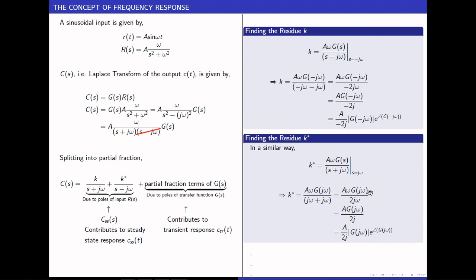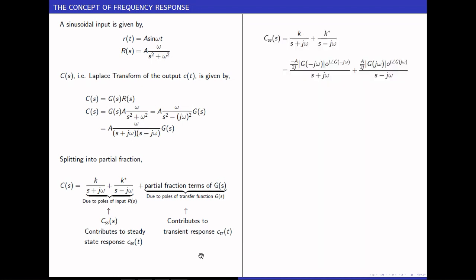So since I have got the residues, I can take this C_SS of s, only this part of C of s. I am writing it here, and k conjugate, whatever we are substituting them here. So now, since C of s in terms of partial fractions has been obtained, I can find out C_SS of t, that is the steady state response in time domain.